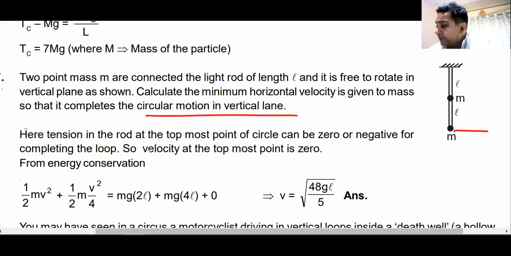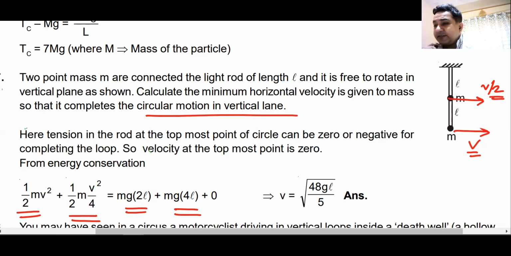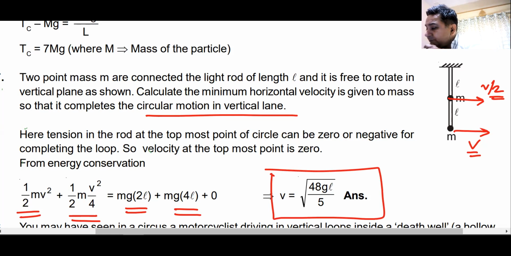So if I give this particle velocity v, what will be the velocity of this particle? It will be v by 2, right? Because they are moving in a circular path and their angular velocities must be the same. So this becomes v by 2. So the total kinetic energy at the lowest point must be equal to the total potential energy at the highest point. Yes or no? So this is the total kinetic energy at the lowest point. The total potential energy is given by this. Do we understand this? And we have this as the velocity for this system to complete the circular path.